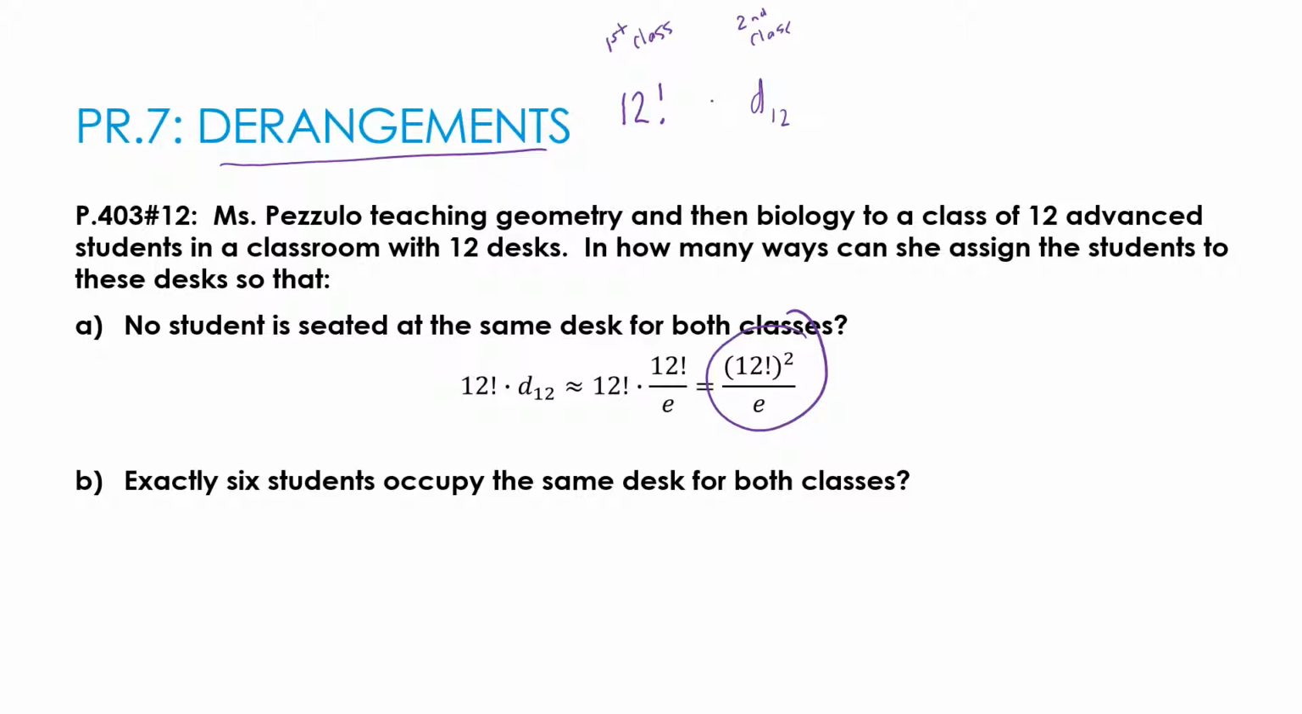For B, exactly 6 students occupy the same desk for both classes. So again, I'm going to start it the same way, but now I'm looking at essentially a derangement of 6. So 6 of the items cannot be in the same place. So again, I'm going to use 12 choose 6 because I'm choosing out of the 12 students, I'm choosing 6 kids, and I'm saying none of those 6 kids can be in the same desks as before. So 12 choose 6, 6 factorial over e.